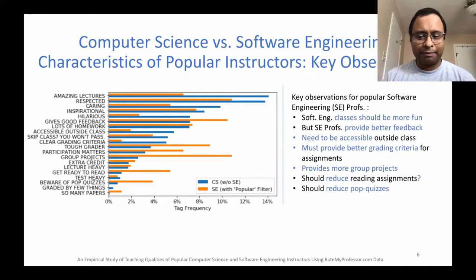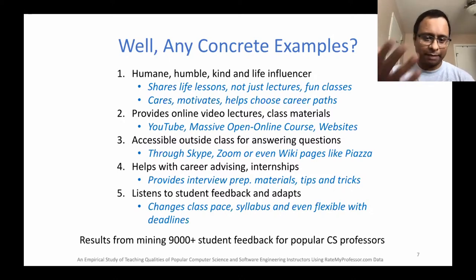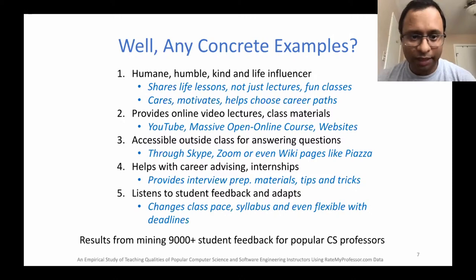So having these in mind, I was asking myself and the data source, are there any concrete examples that we can learn from the popular computer science professors, like how and why students think they are so popular? And we mined more than 9,000 students' feedbacks about their popular computer science professors and came up with these points. Now, the number one is not surprising: they are humane, humble, kind, life influencers. As an example, students mentioned that these professors not only lecture in the class, but they share their life lessons. They motivate, they even help students choose their future career paths.